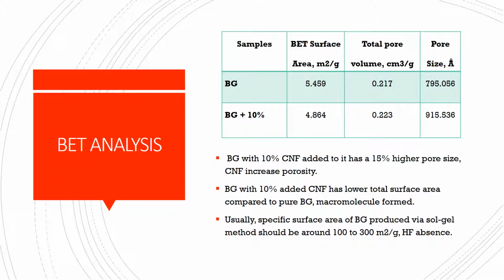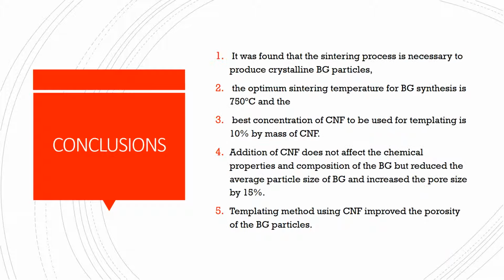Usually, the specific surface area of bioactive glass produced by the sol-gel method should be around 100 to 300 meters squared per gram. However, the BET surface area that was observed was only 4.864 meters squared per gram. This could be explained by the absence of hydrofluoric acid or stronger acids, which can help the bioactive glass to dissociate more.